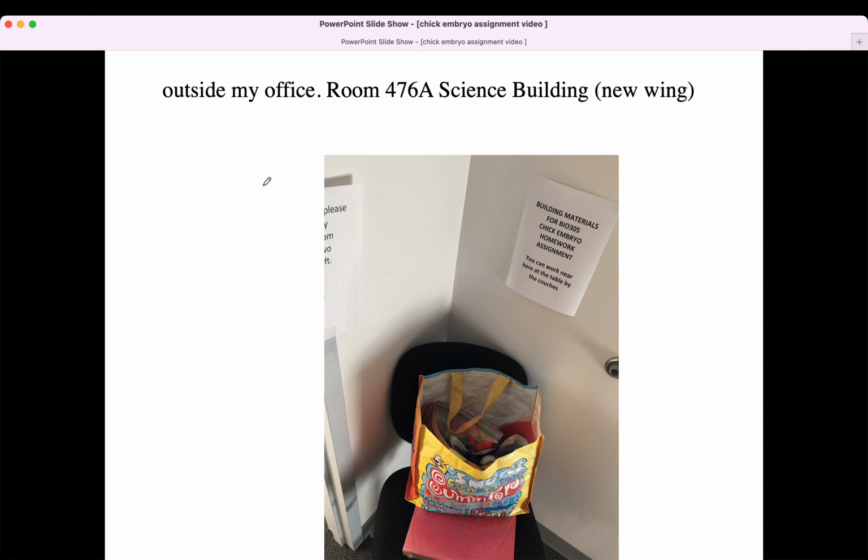So I got some materials for building models like this outside of my office on the fourth floor of the new wing, and there are some tables nearby, and you're welcome to come over and use those materials. You're not expected to go out and buy anything. If you have some good materials like this, art supplies at home, go for it. And the idea of having supplies is to have some creativity.